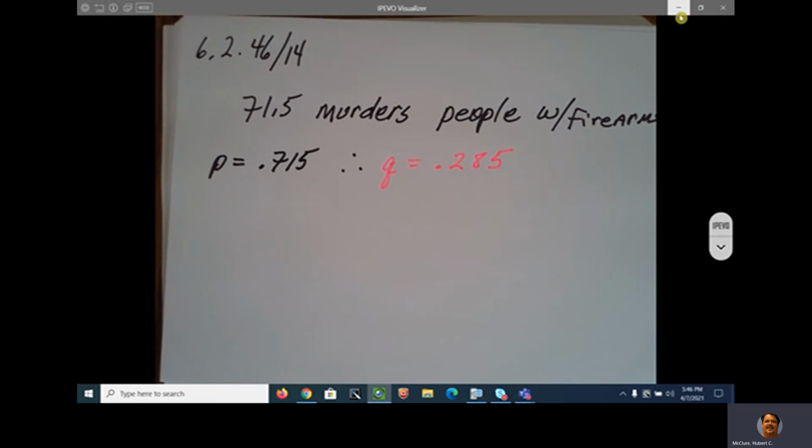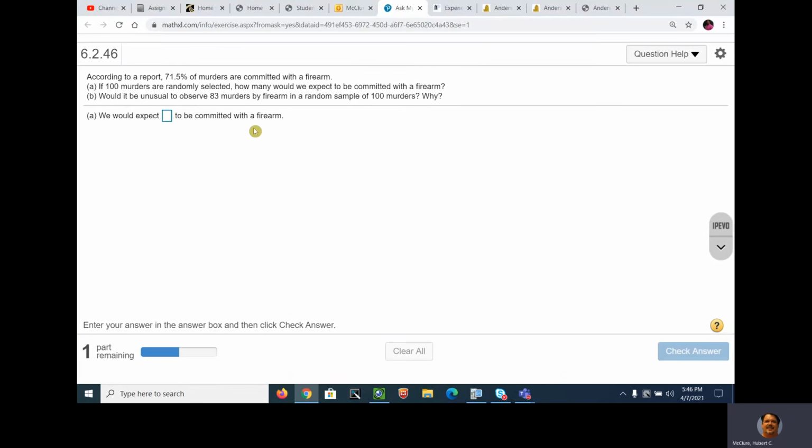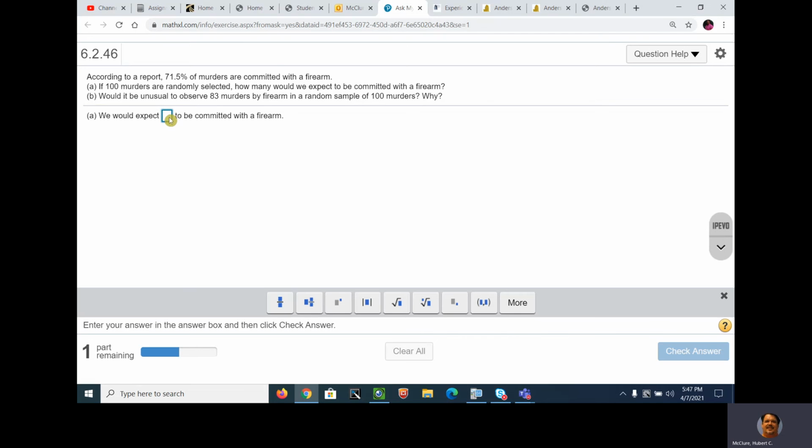In the second part of the question, they say, if 100 murders are randomly selected, how many would we expect to be committed by people with firearms? Okay, so 100 murders. That would be A, 100 times 0.715. 72 people with firearms would be expected.